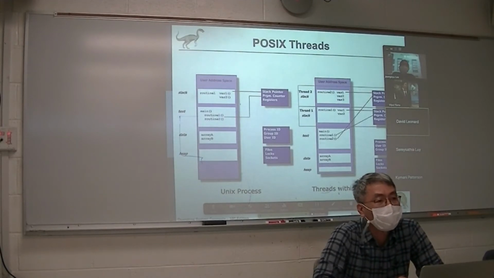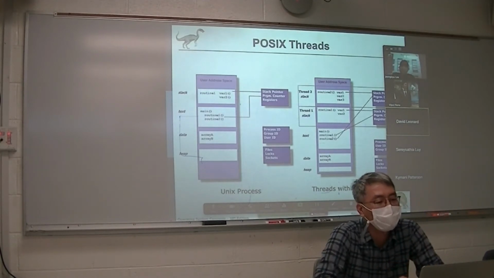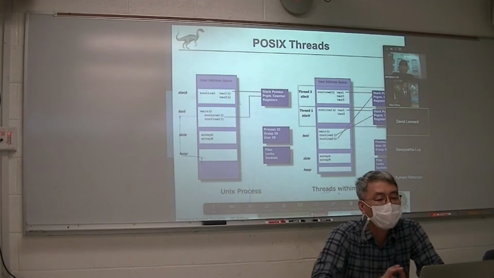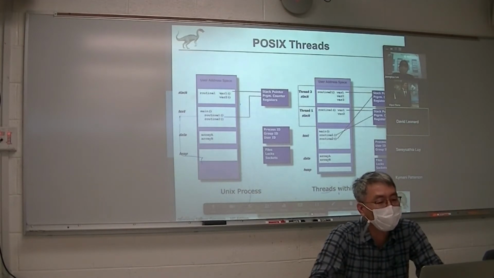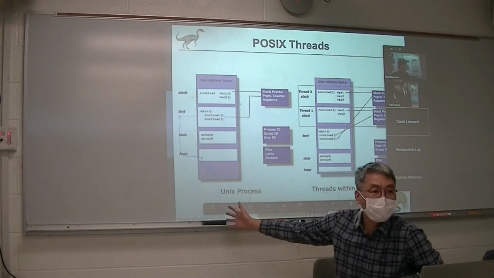We will see how we can implement the thread. Java provides a thread library, POSIX provides a thread library, and so on. So this is the example of the POSIX thread. The POSIX thread is just one process. The left-hand side is a single process, single thread.